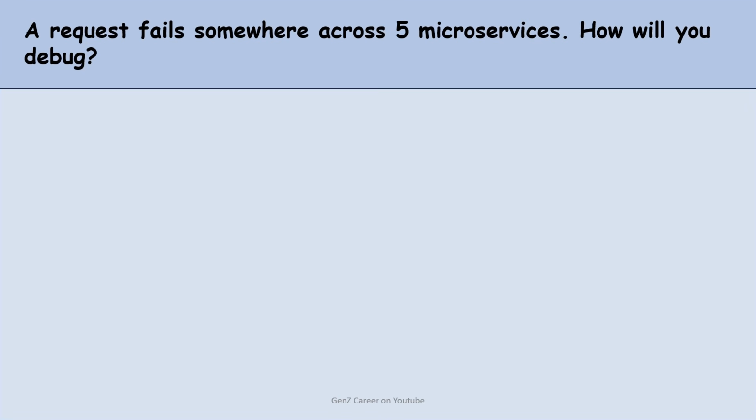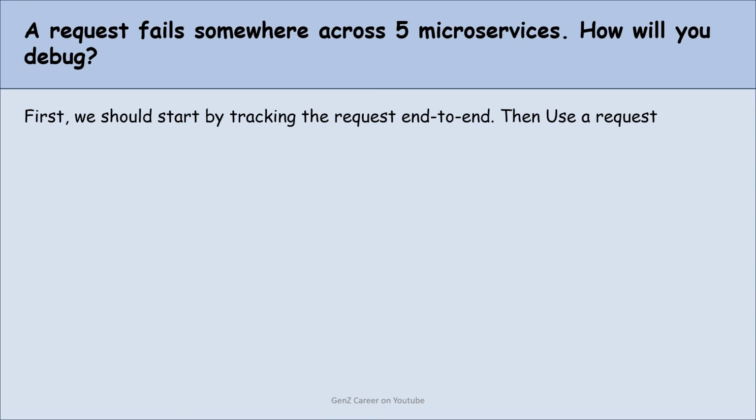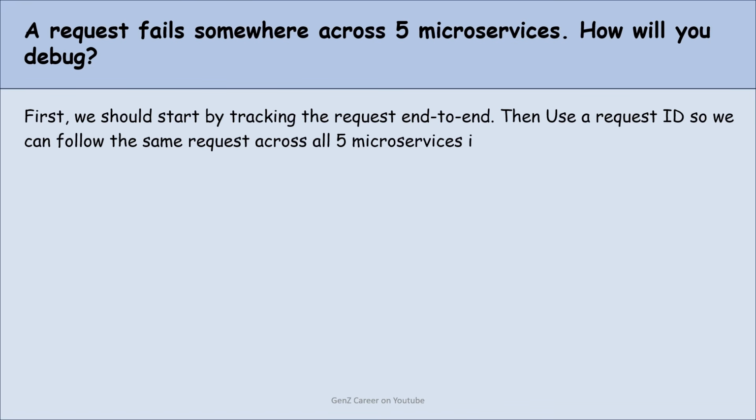And guys, next question is, a request fails somewhere across 5 microservices. How would you debug? First we should start by tracking the request end to end. Then use a request ID so we can follow the same request across all microservices in logs. Check logs step by step to see where it fails.